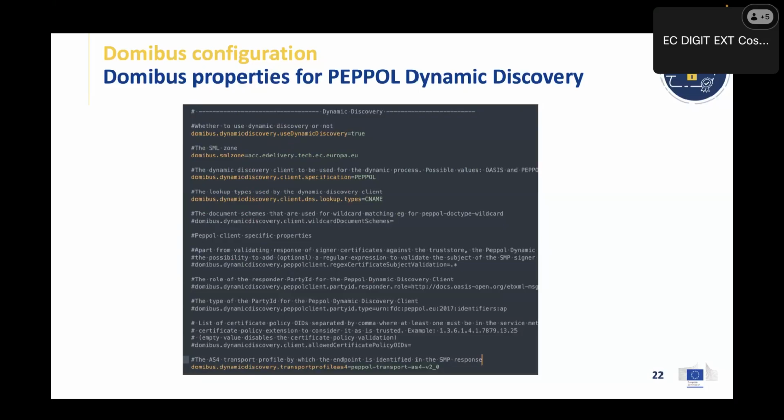And I will present now what is needed to configure the Dynamic Discovery using the PEPPOL network. Same, we have to activate Dynamic Discovery. We have to set this value for the SML zone. This is used for the testing environment. So for production, you just remove the ACC. We set the client as PEPPOL, and because PEPPOL uses CNAME lookup, we have to configure the CNAME lookup type. Also for the transport profile, this value must be configured.